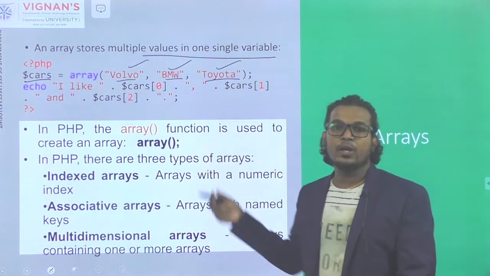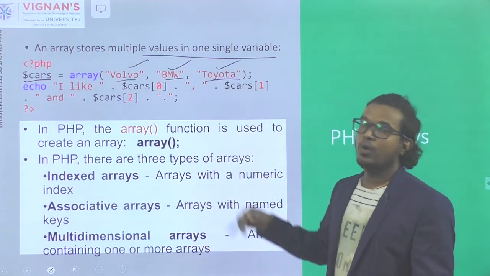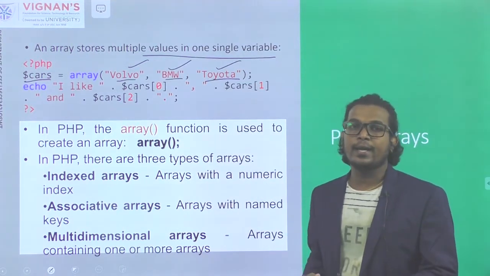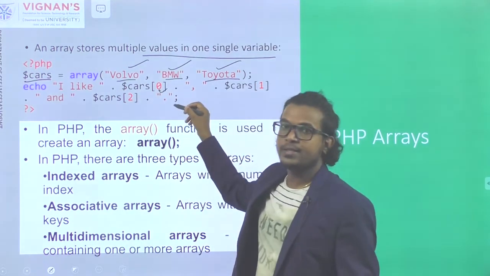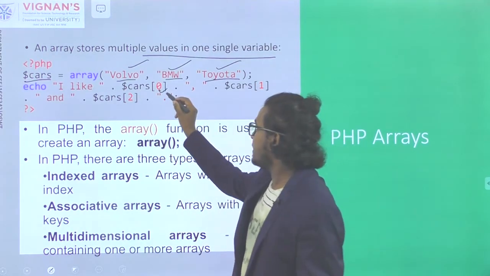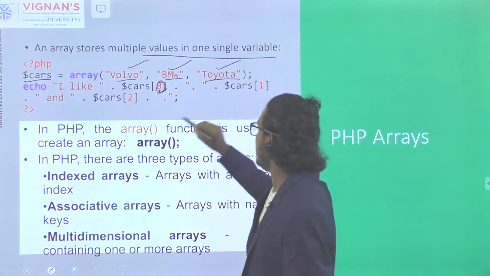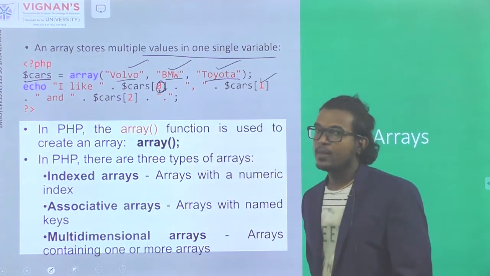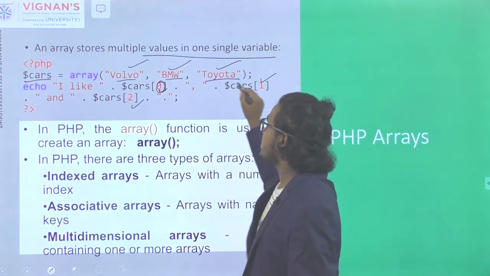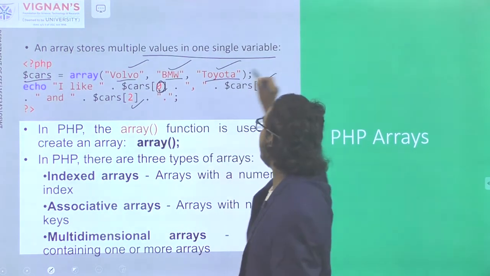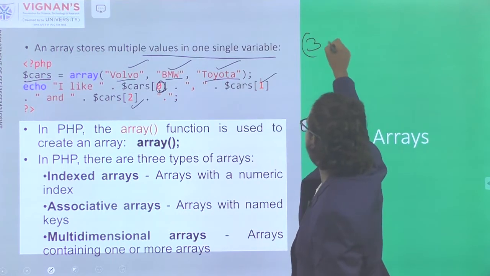We are printing that array manually. We are calling the index value: cars of index value. Here the index value is 0, here the index value is 1 and here the index value is 2. Now what is the size of this array? The size of the array is 3.